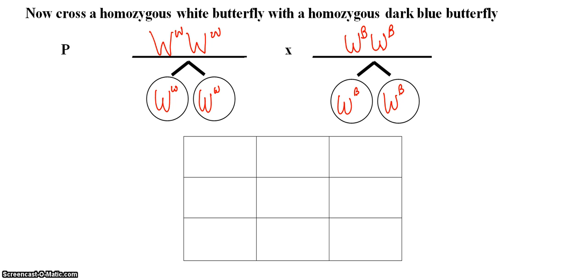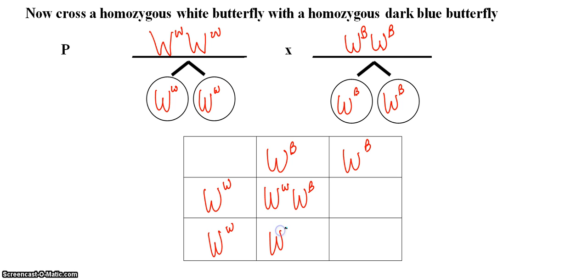Now at this point, you might be to the point where you can say, I don't need to do a Punnett square, and that's great. Don't do it if you don't need to. But if you're still feeling like you'd be a little more comfortable if you did, go ahead and put the alleles for the blue butterfly across the top, alleles for the white on the side, and then as you can see, the only thing we can get are heterozygous butterflies that are W^W W^B.